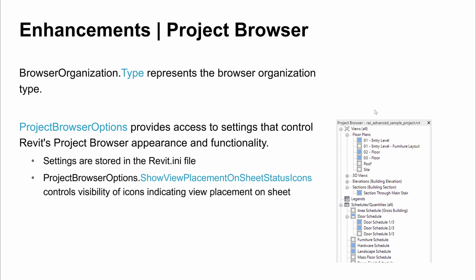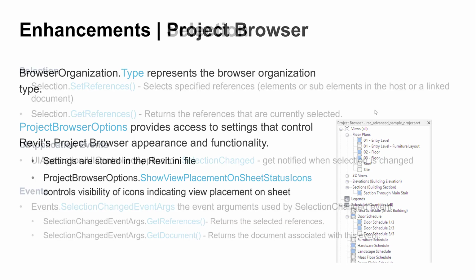And then Project Browser Options now also has a property called Show View Placement on Sheet Status Icons. And what this property does is, as shown in the image on the right, you can start to see a visual indication of whether a view is placed on a sheet or not. So this property just turns on and off that behavior.